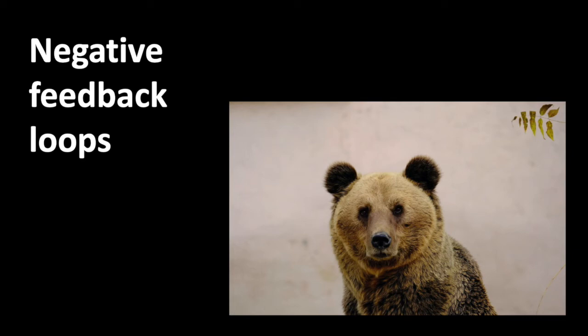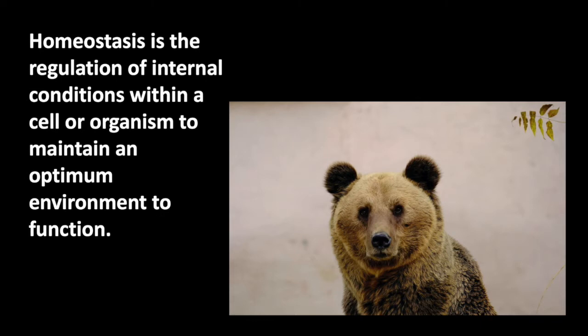In this video, I'm going to give a general overview of negative feedback loops. Ms. Connolly has already talked about homeostasis in her webinars, but just to recap, homeostasis is the regulation of internal conditions within a cell or organism to maintain an optimum environment to function. Our bodies and our cells are made to function under specific conditions, so we need processes that work to maintain these optimal conditions in our bodies.